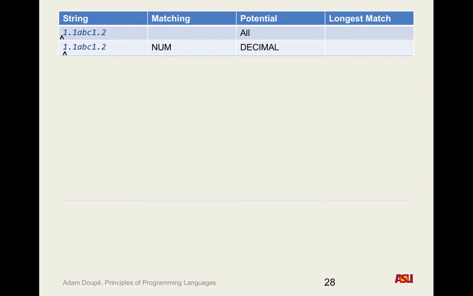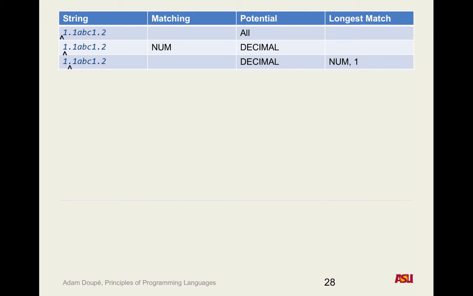After we inspect this, we move on to the dot character. Does dot match num? No. So our longest match that we've seen so far is num with a length of 1. In that far right column we have num, comma 1, which means the longest that we've seen so far is length 1. Have we matched anything yet? No.